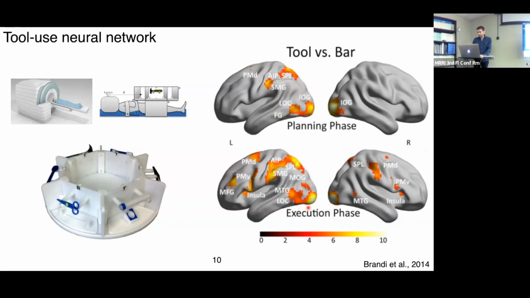Then when they had to execute or use the tool, there was still more activation in the left hemisphere, still a lot of posterior activations, with maybe bigger involvement of the intraparietal sulcus that you can see here, and also a more anterior portion of the occipitotemporal junction with the middle temporal areas. But in addition to those posterior parts of the brain, there was also involvement of a more anterior part of the brain, the premotor cortex.